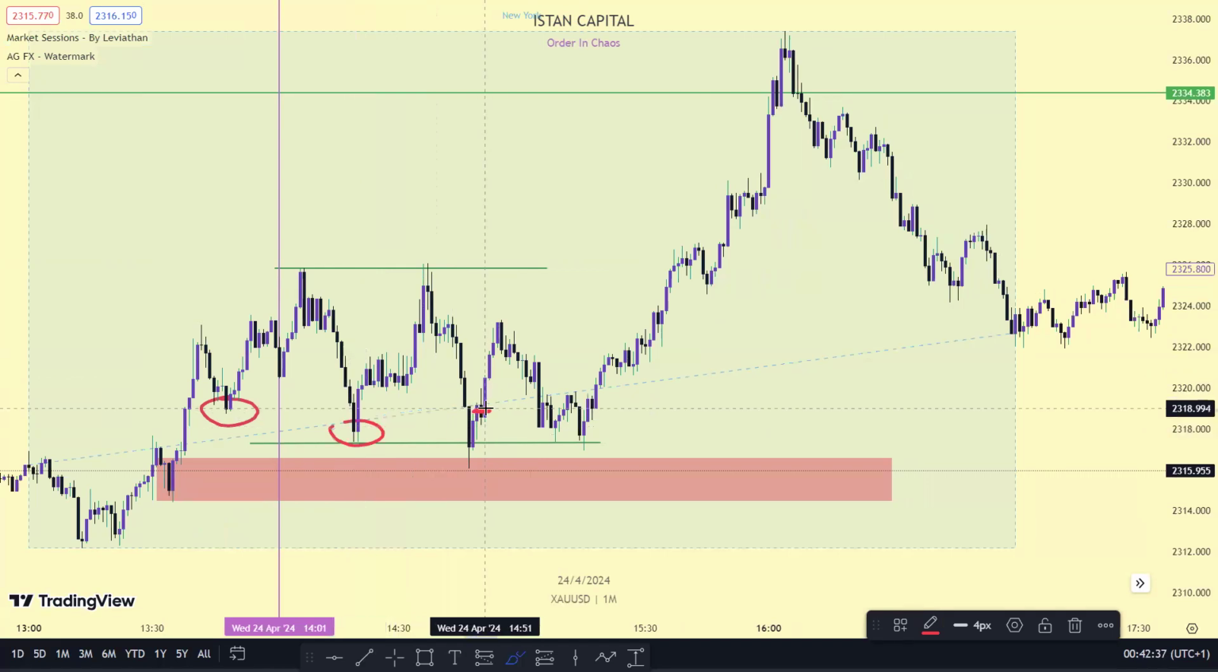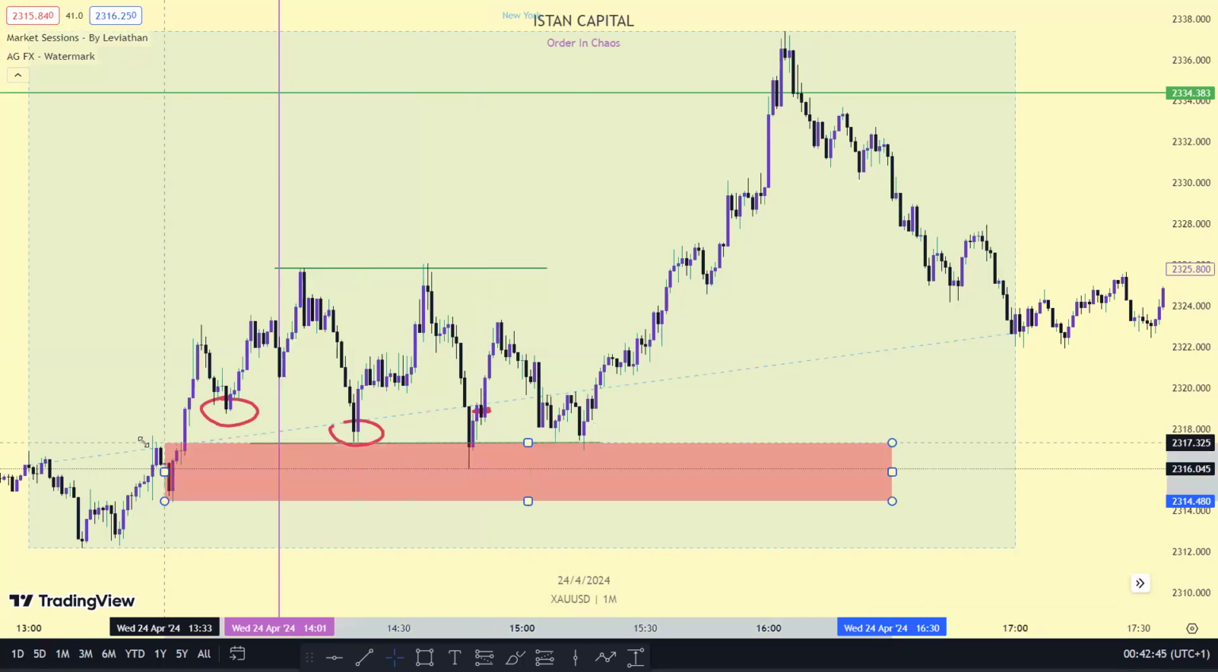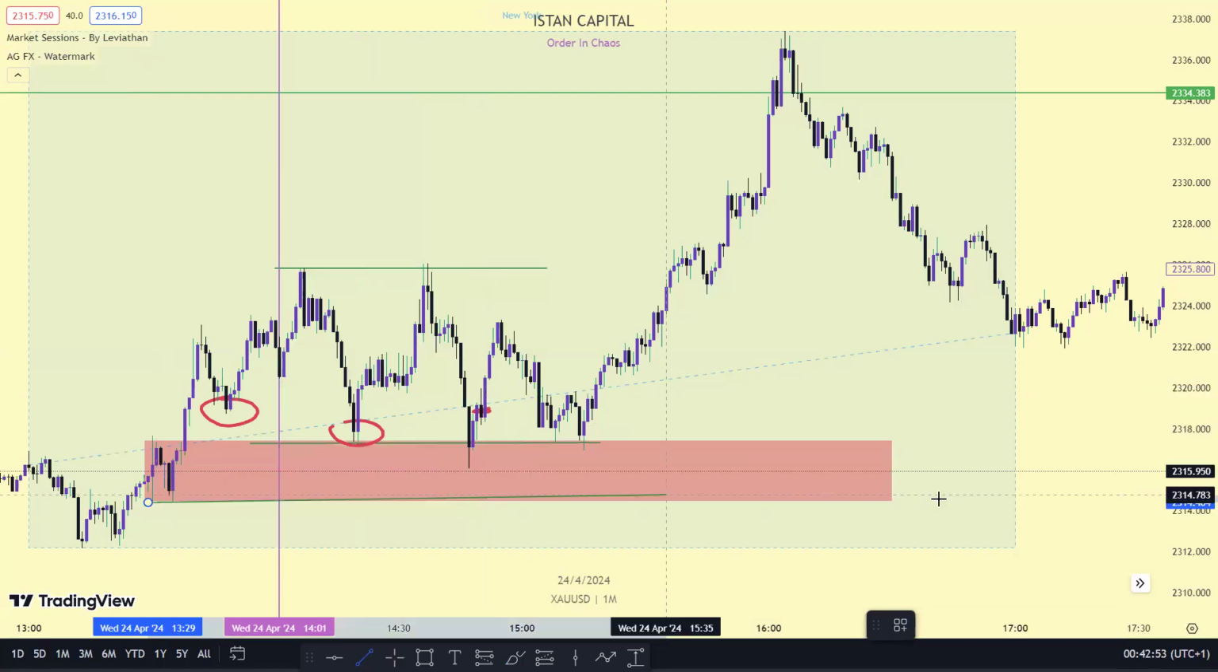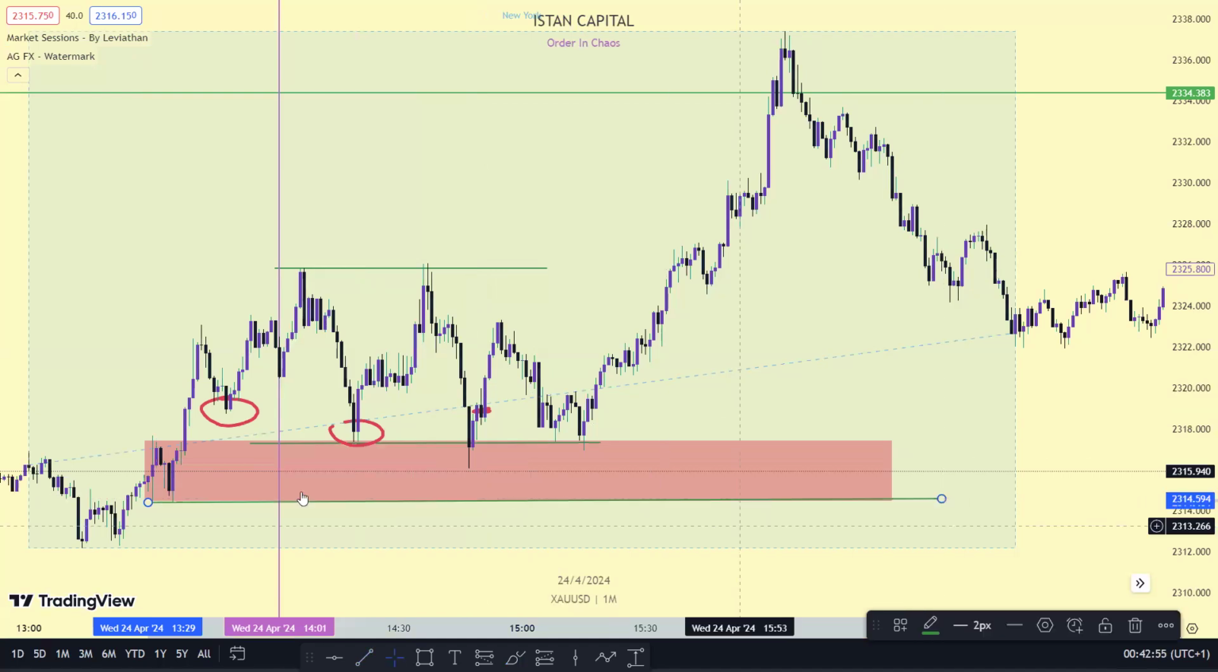I started buying from here with the knowledge that the market has tapped into this zone already, this bigger zone. I was not using the 1 minute zone. I was using this zone right here. The market has tapped into that zone. I started buying from that zone. My stop loss was below here, right? Knowing that okay, if the market goes below this, let's check it.